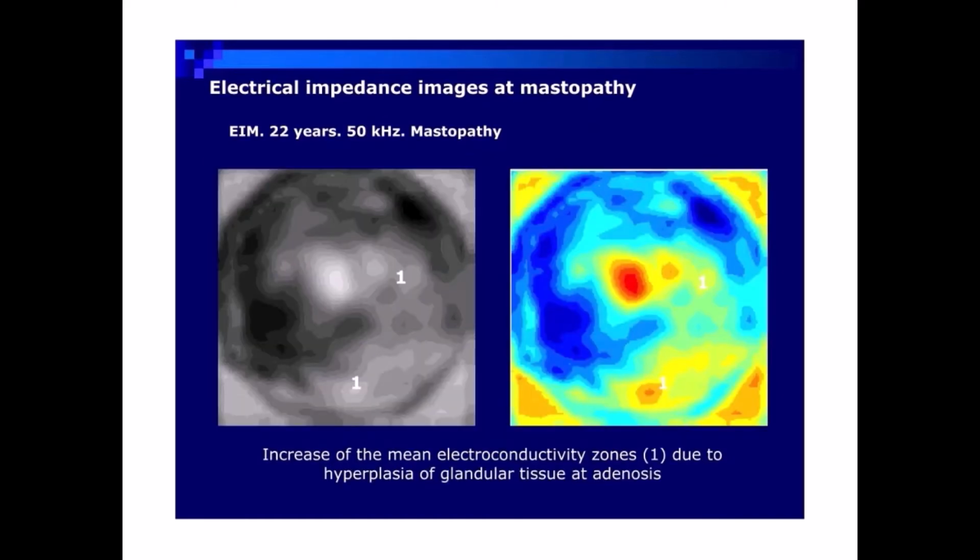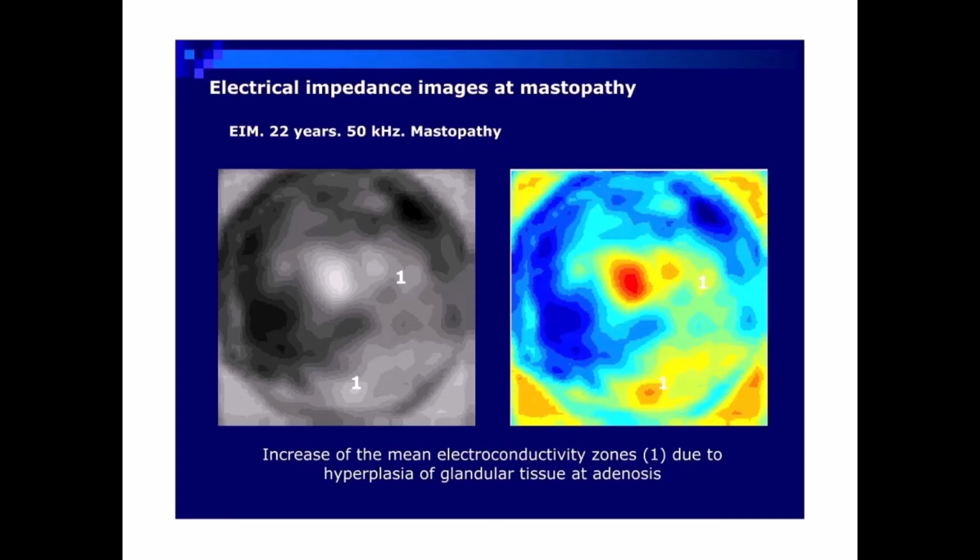Electrical impedance images at mastopathy. EIM. 22 years. 50 kHz. Mastopathy. Increase of the mean electroconductivity zones, 1.